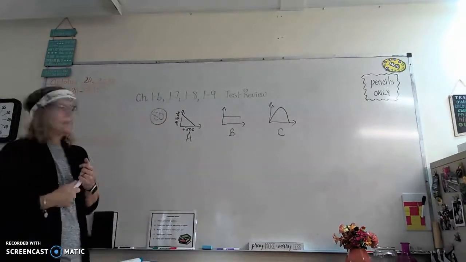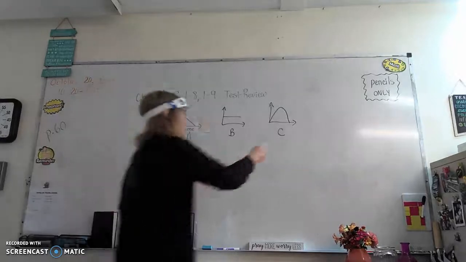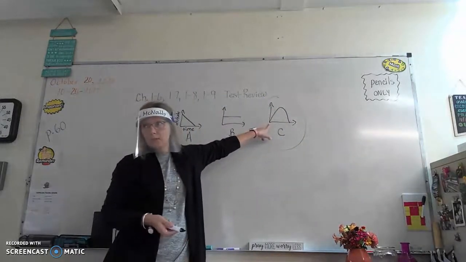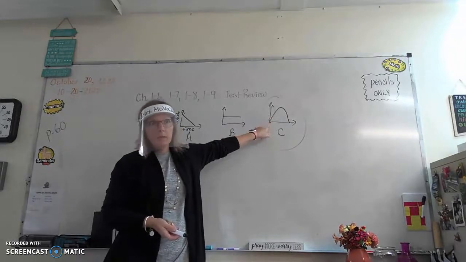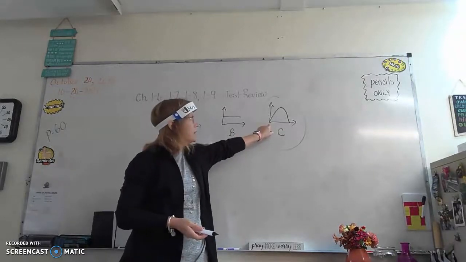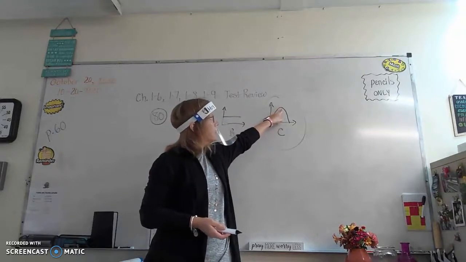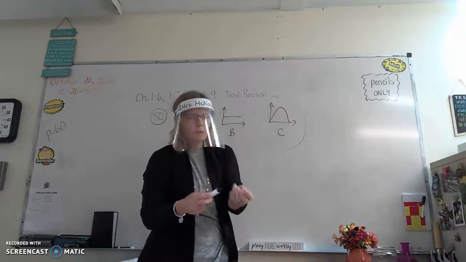So, which graph represents an airplane taking off, flying for a while, and then landing? Gianna? C is correct. Good job. Because before it takes off, where is it? On the ground, exactly. Then it takes off, goes higher and higher, flies in the air a little while, and then starts coming down to land.